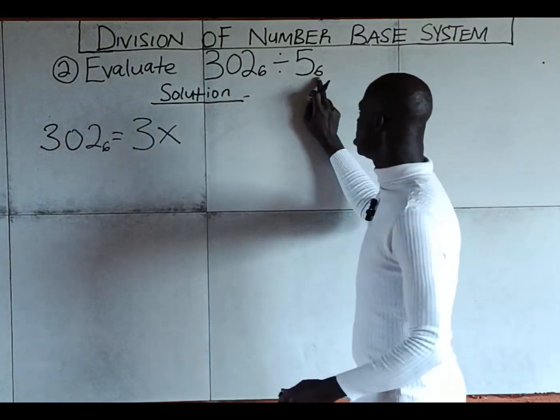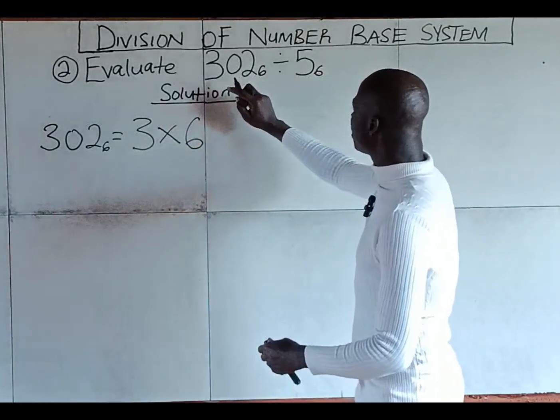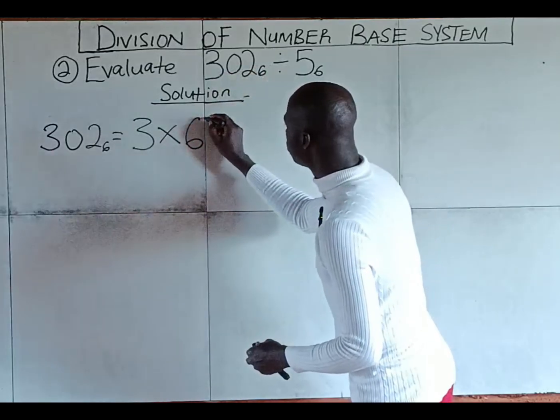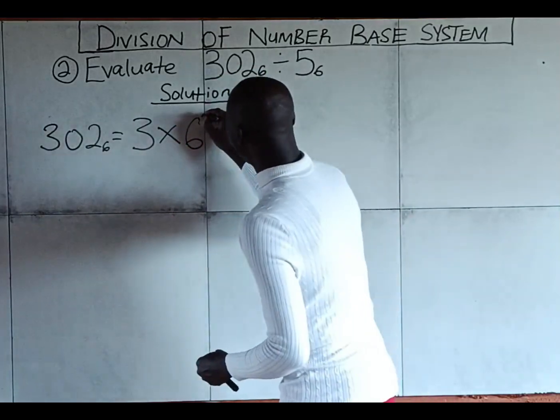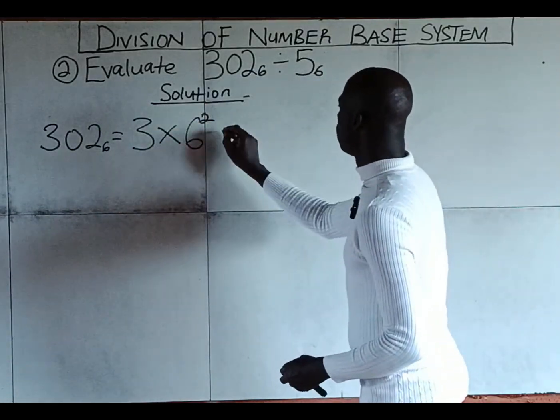Multiplied by, what is my base? My base is 6. Now, after this 3 I'm currently working on, how many digits do we have left? We have 1, 2. You say raised to the power of what? You say raised to the power of 2. You can see the way it is clearly done.